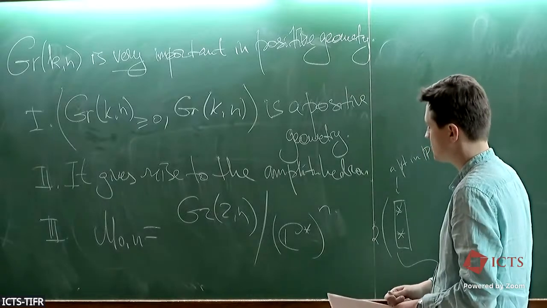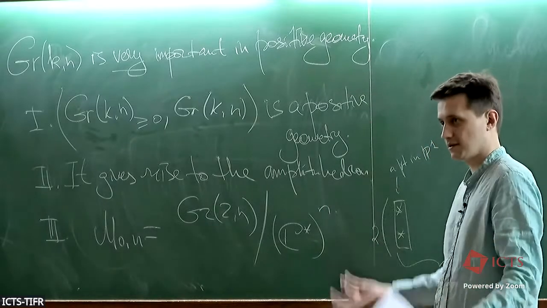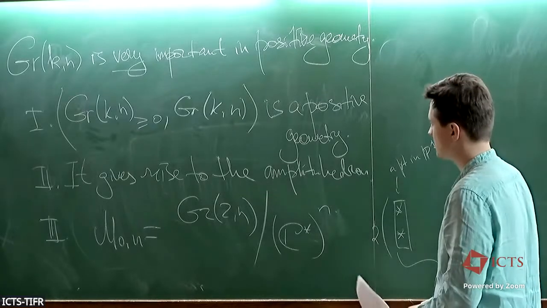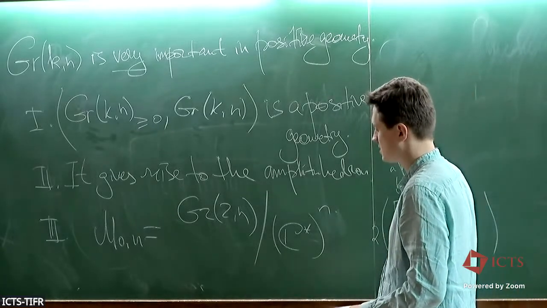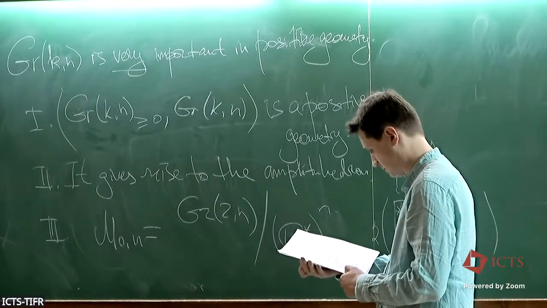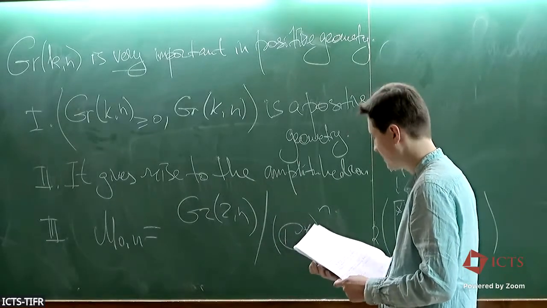So, okay, 3 reasons. It is itself a positive geometry, and there are not a lot of known classical examples of positive geometries. It defines the Amplituhedron, and also it is connected to the moduli space M0n.